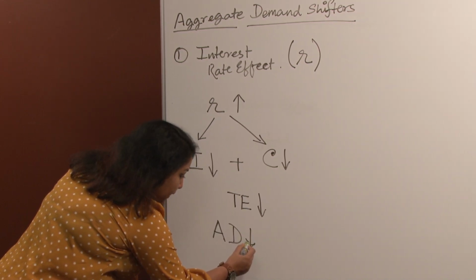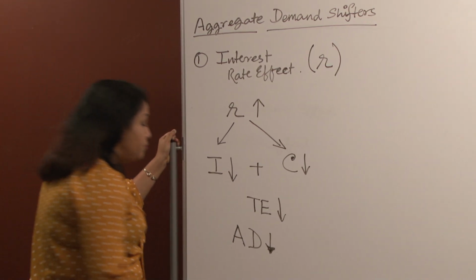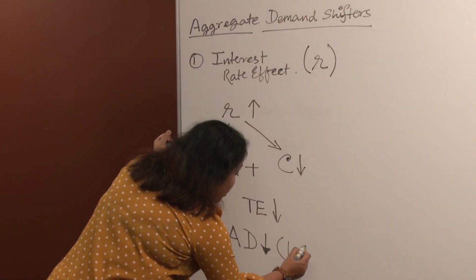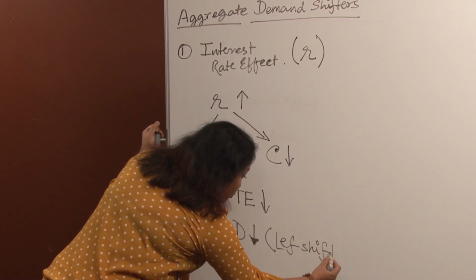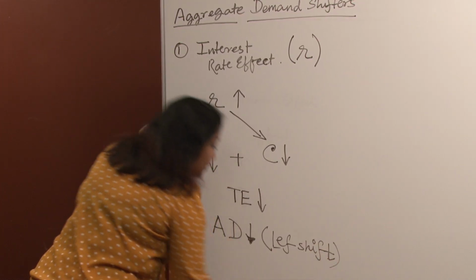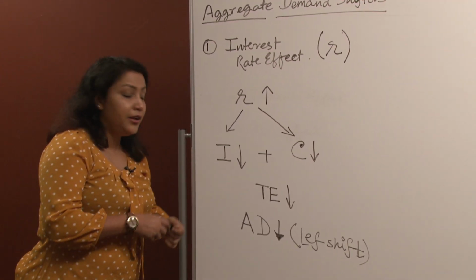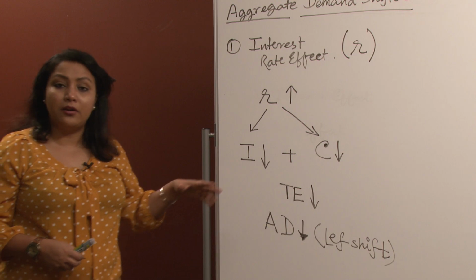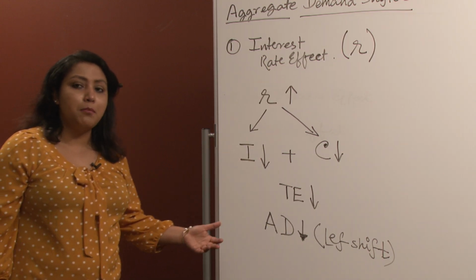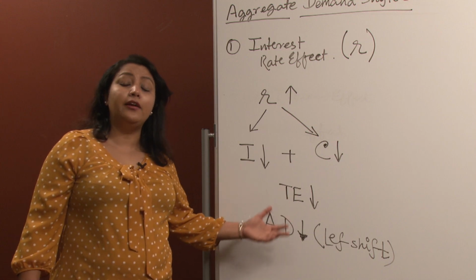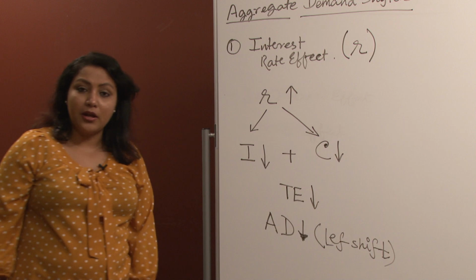down, and by this decrease in aggregate demand, we are not referring to a movement, but we are talking about a shift, and a shift in the leftward direction, because now you know that whenever there is a decrease, there is a left shift of the demand curve. Whenever there is an increase, there is a right shift of the demand curve. You know that from your microeconomics part. If you do not remember that part, it might be a good idea to go back and watch that video and understand better what I am talking about.